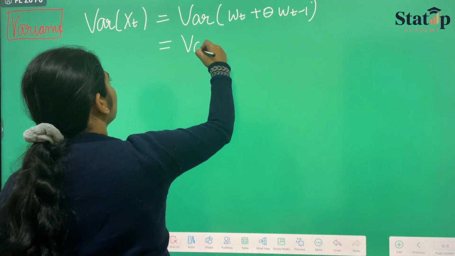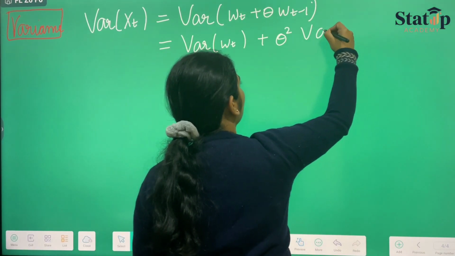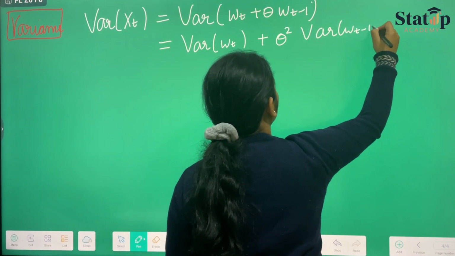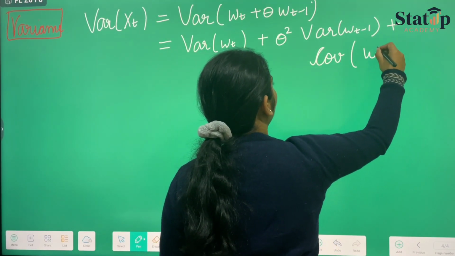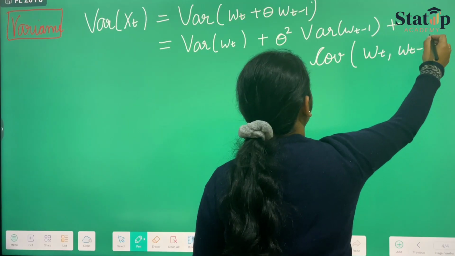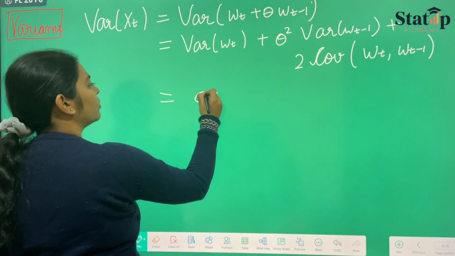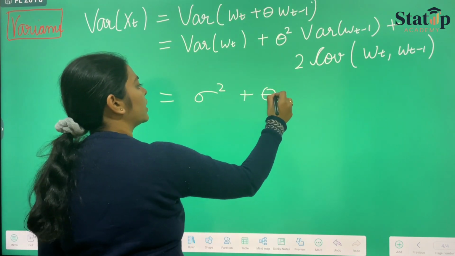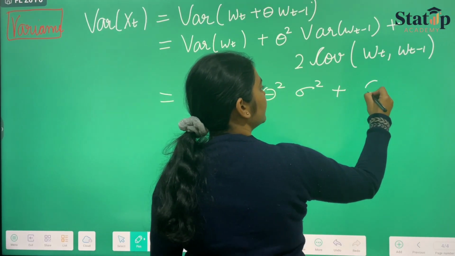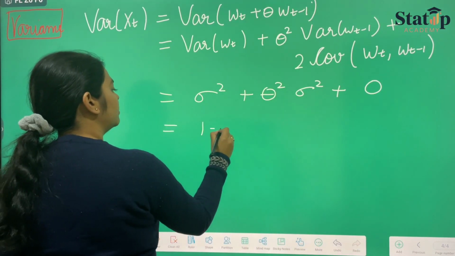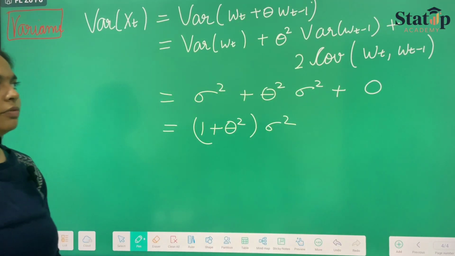So it would be variance of wt plus theta square variance of wt minus 1 plus 2 covariance of wt and wt minus 1. So it would be variance of wt, I told you it was sigma square, plus theta square variance of wt minus 1, which is also sigma square, and the covariance between them is 0. So it would be 1 plus theta square into sigma square.